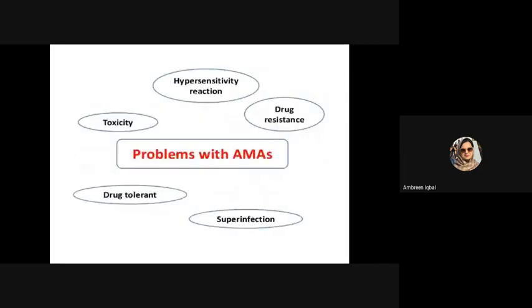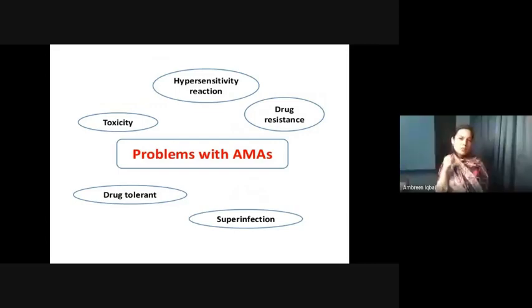Next are the problems that are commonly faced with antimicrobial agents. One of the very common problems is drug resistance. The bacteria show resistance towards the drug. The next is hypersensitivity reaction. Toxicity is very common with these antimicrobial agents. So always when you are going to say antibiotics, always consider the side effects. They are also very important. Drug tolerance also develops, and superinfections are another problem that we face with antimicrobial agents.